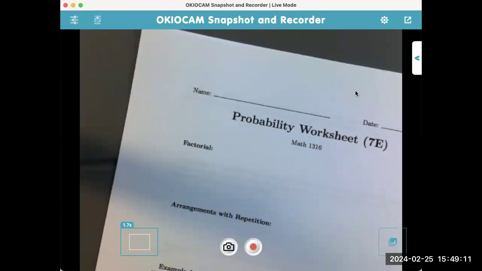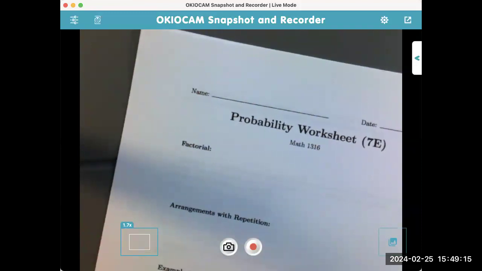Hey y'all, so we are about to start 7E probability. This is probability and counting. Okay, counting and probability. Let me share my screen. There we go. So you see my dot cam. Perfect. Hopefully you're seeing it.